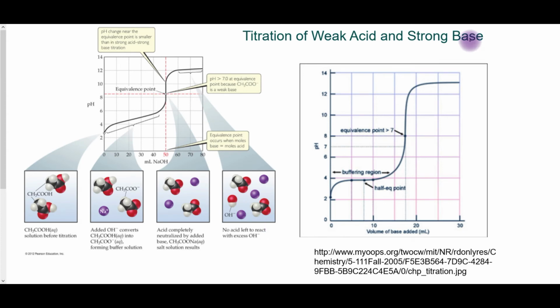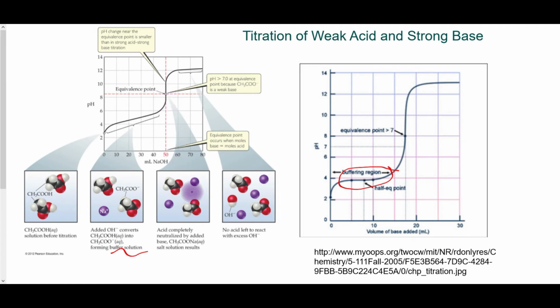Titration of a weak acid and a strong base, we see that the pH is a little bit higher. We have our acetic acid solution beforehand. It's a weak acid, so before we've added any titrant, it is simply a weak acid. Once hydroxide is added, it converts acetic acid, or the weak acid, into its conjugate base. That should sound familiar to you. A weak acid and its conjugate base creates a buffer, and we call this area a buffering region.